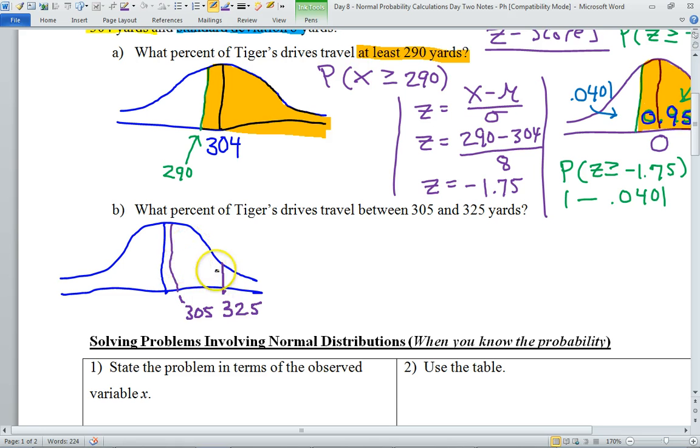Okay, so we're supposed to find the percentage that's between those two. So that's going to be the part that's in here. Sorry for my sloppy writing. Sometimes I'm able to do a little bit better than that. So anyway, I want the part that's between 305 and 325. So again, I need to convert both of these numbers to z-scores so I can use the chart. So here I go.